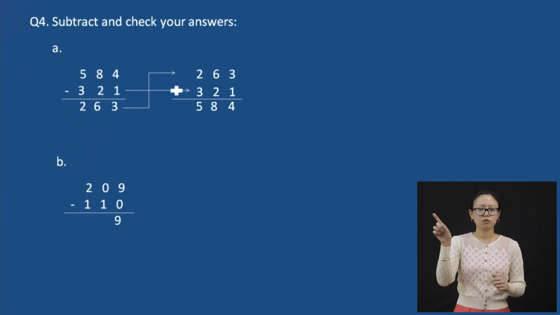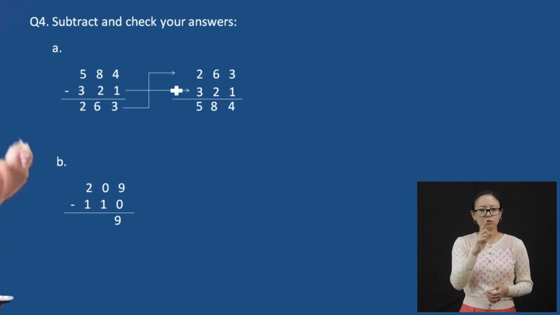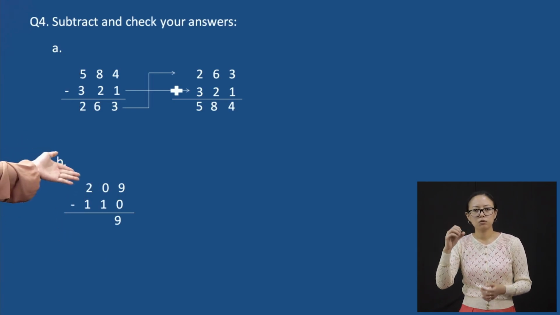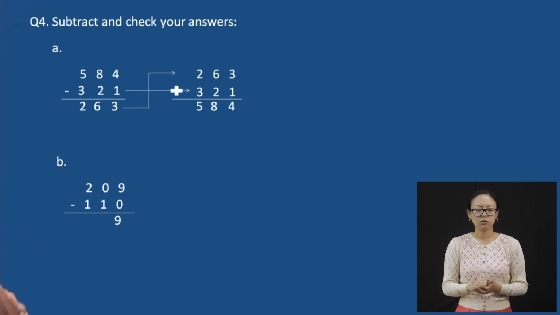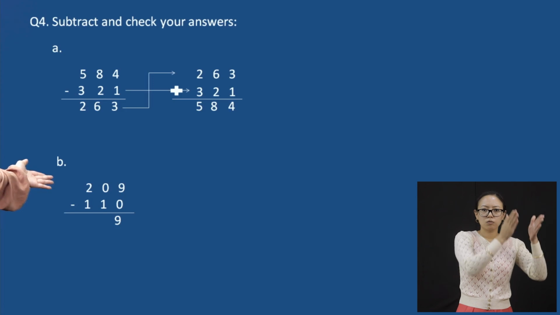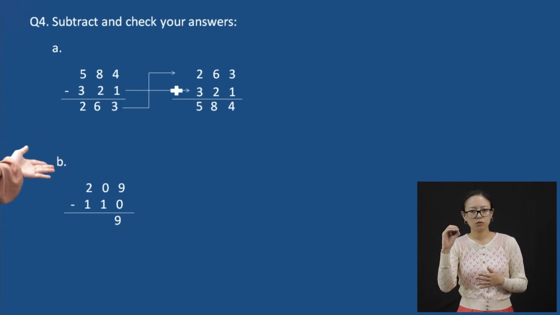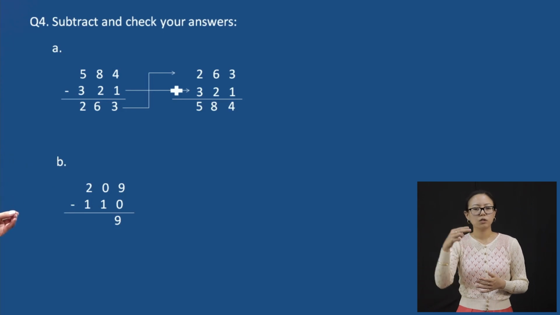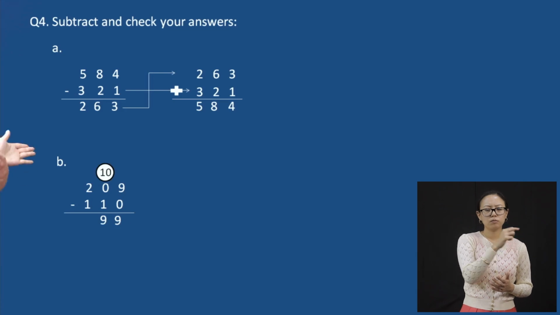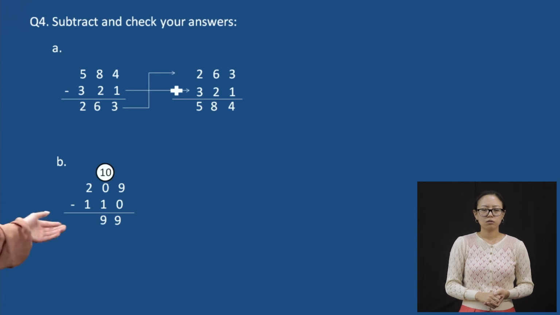So now again, 209 minus 110. So here you subtract 9 minus 0 is 9. Now 0 minus 1, you will regroup the number again. How? By taking 1 from the hundreds place, which makes it 10. So 10 minus 1 is 9. Now you have only 1. 1 minus 1 is 0.